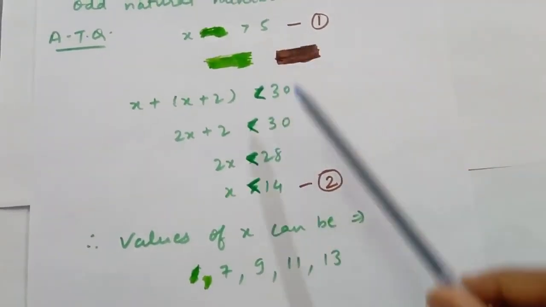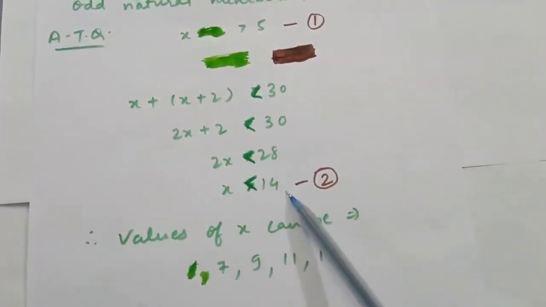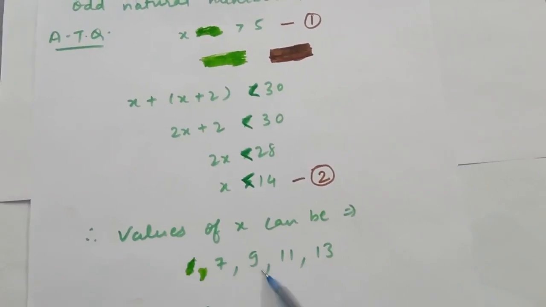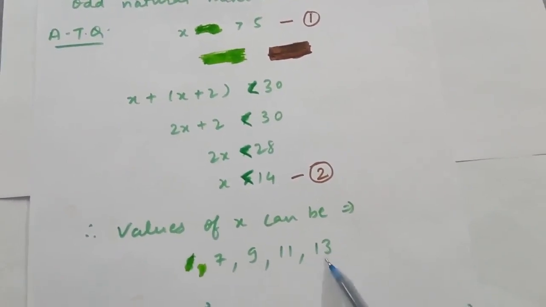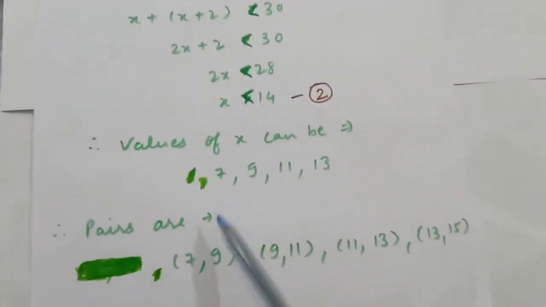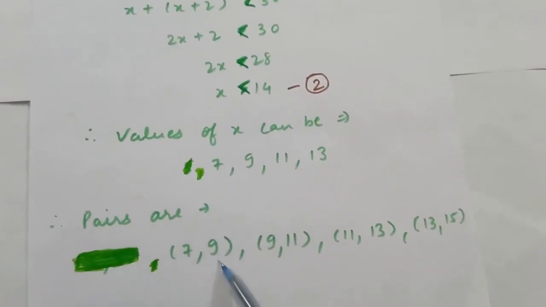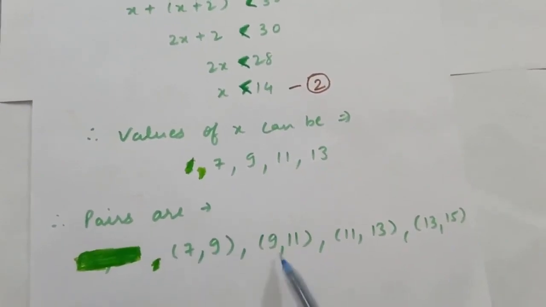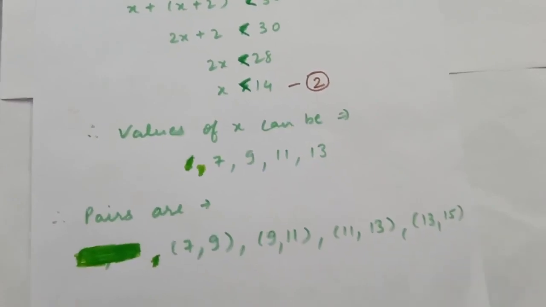In this range, the odd values of x will be 7, 9, 11 and 13. Therefore the pairs will be x, x + 2. So 7, 9; 9, 11; 11, 13; 13, 15.